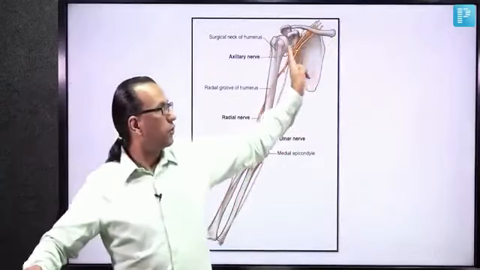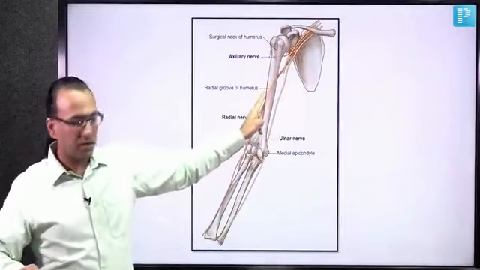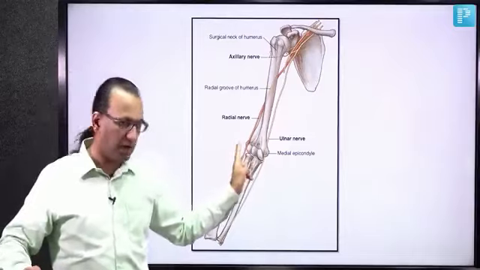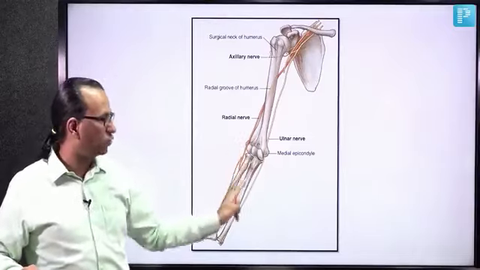As you can see here, the posterior cord of the brachial plexus is giving the radial nerve, which comes behind the mid shaft of the humerus in the radial groove, and then comes in front of the lateral epicondyle of the humerus bone and becomes a content of the cubital fossa, giving two terminal branches.